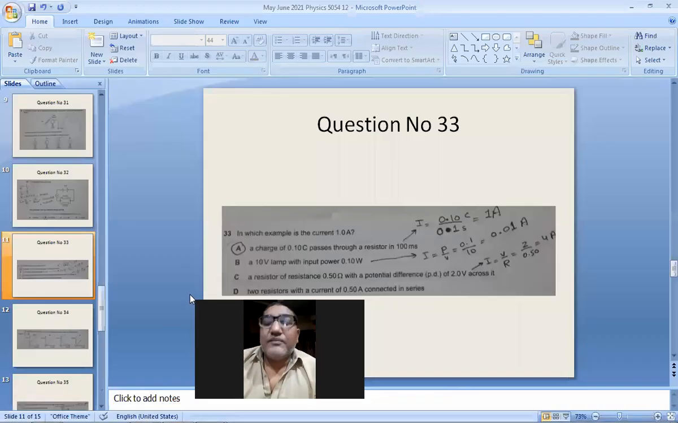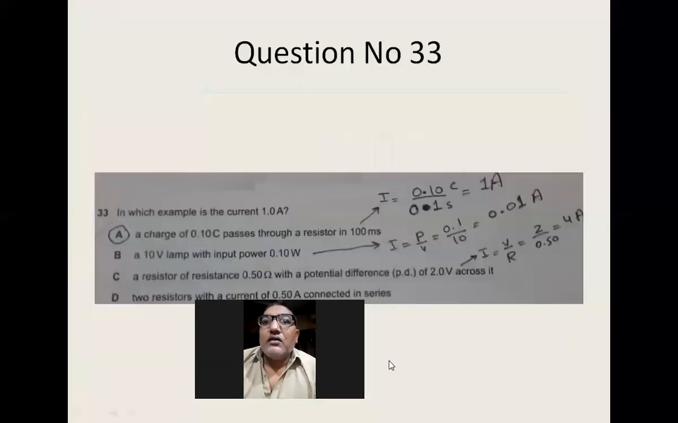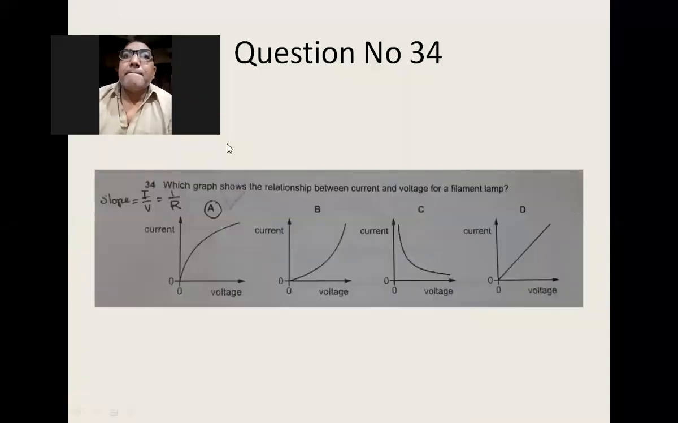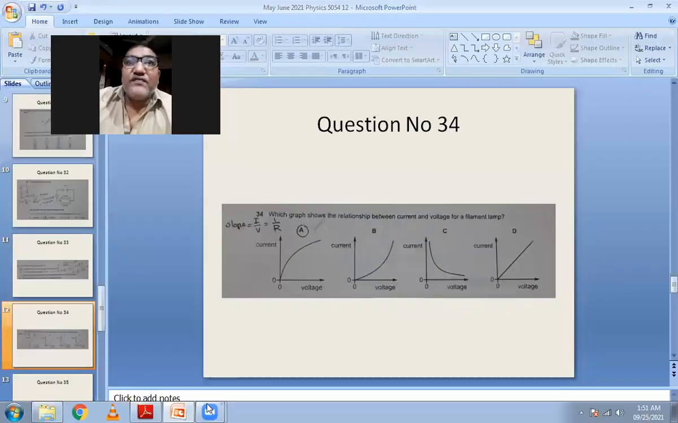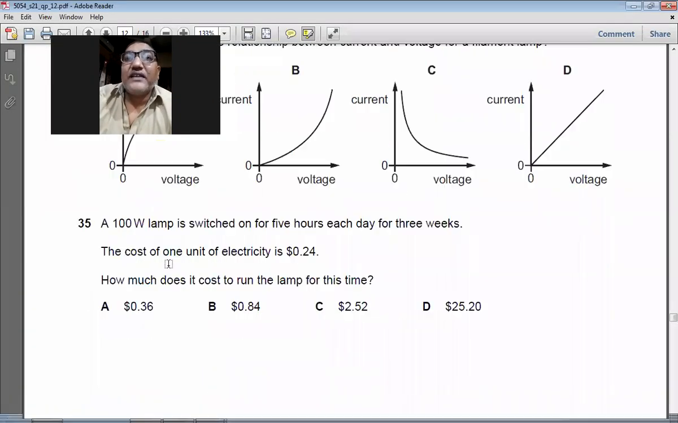Let me show you. I've done this on a paper also. In these graphs, the slope is equal to y divided by x, I by V. And I by V is equal to 1 by R. So the slope is equal to the reciprocal of the resistance. As you increase the voltage, the resistance of the filament lamp also increases. So the slope should gradually decrease because the slope is opposite to the resistance here. So A is the right choice. I hope you have understood. It is a famous diagram. These diagrams are also present in your textbook.